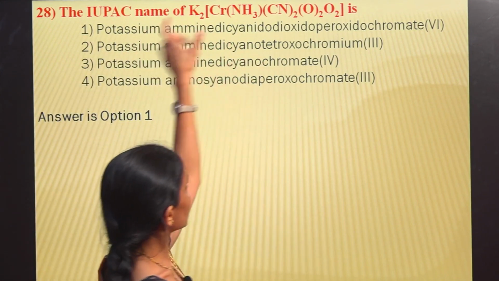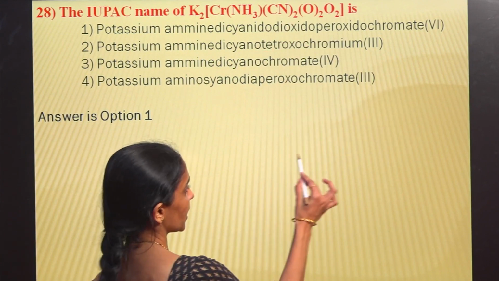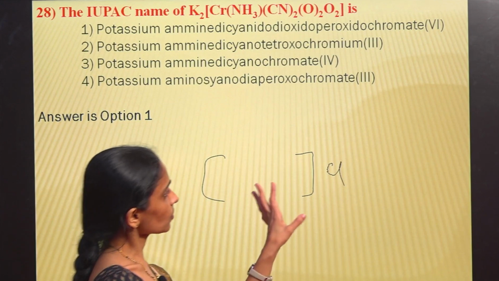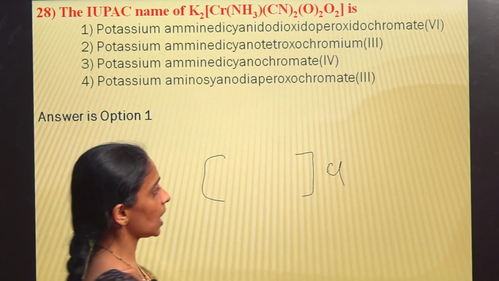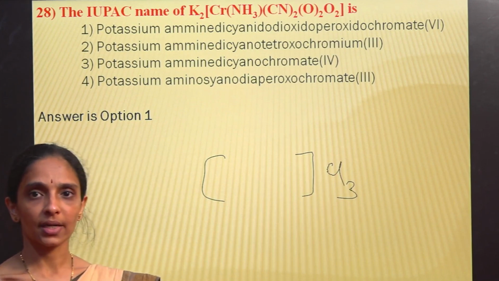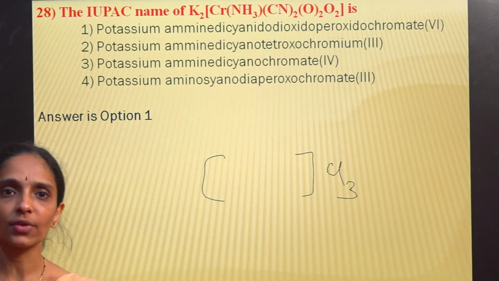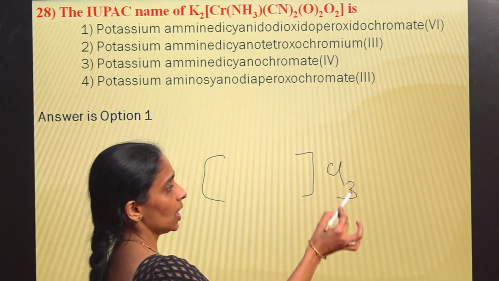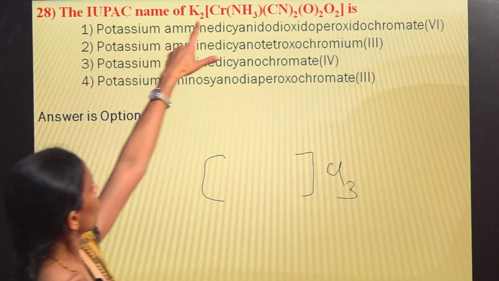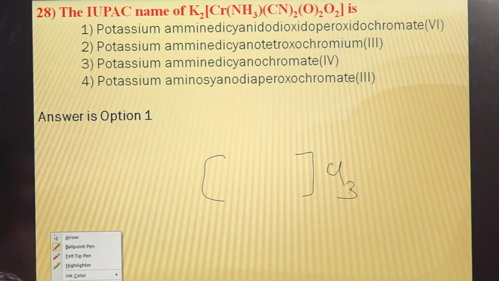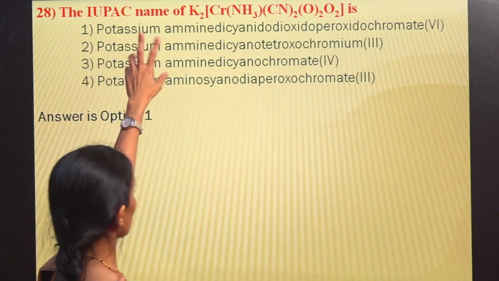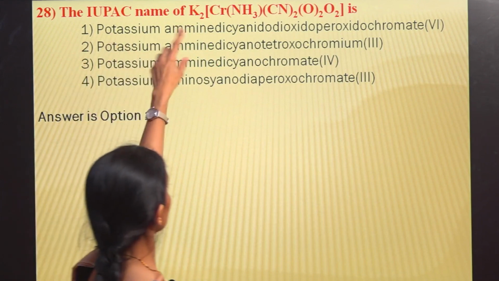Not only on this side, sometimes you get the counter ions on the right side, as the anionic part. Even then, when there are 3 chlorines, you cannot write trichloride. Such prefixes can be used only for the ligands, remember, not for the counter ions. This has to be written as chloride. So here it is potassium, not dipotassium. All the 4 options have potassium, so that's not going to help.